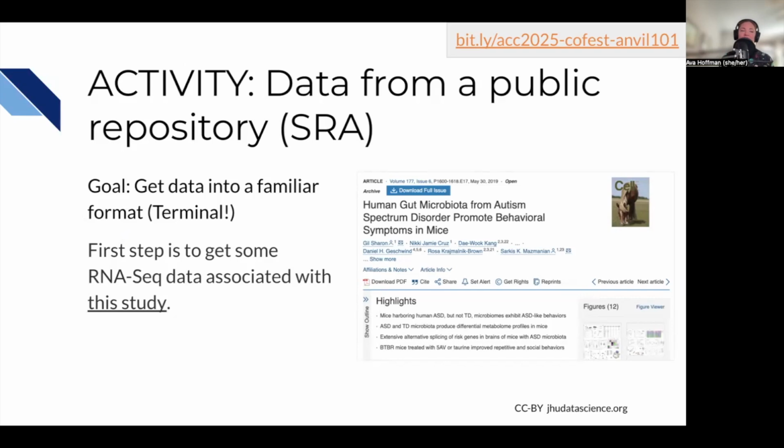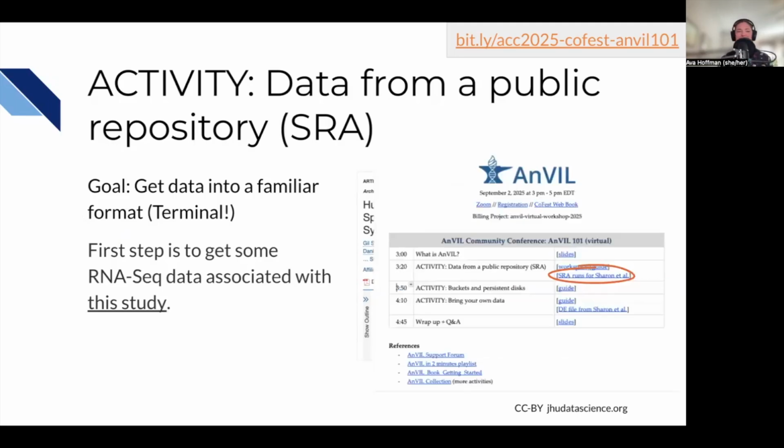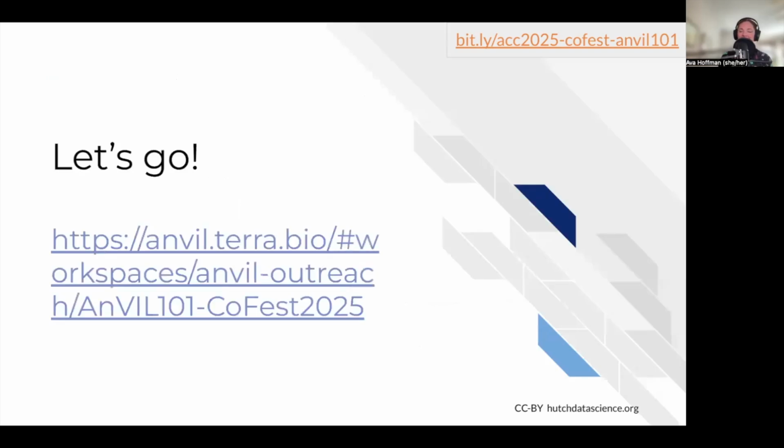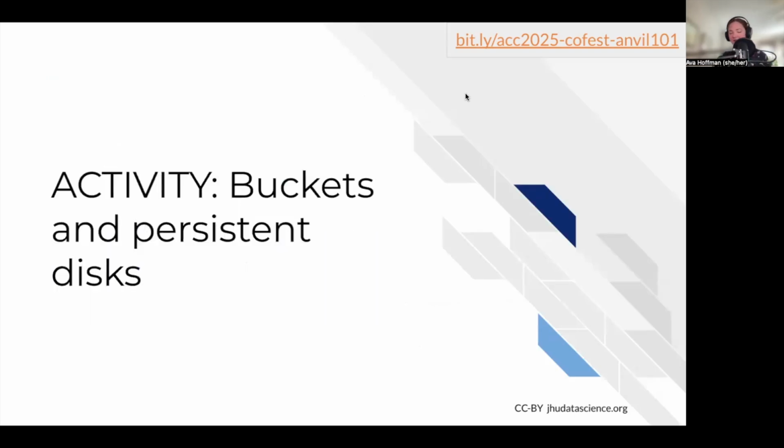But our first step is to get some RNA-seq data associated with this study we've previewed here that looks at the intersection of the microbiome and autism spectrum disorder for mice. If you want to try to get different data than the ones we've listed out in this activity, to get a little bit more practice, you can see the SRA runs associated with this study in the agenda. All right, let's go. Let's start the activity.